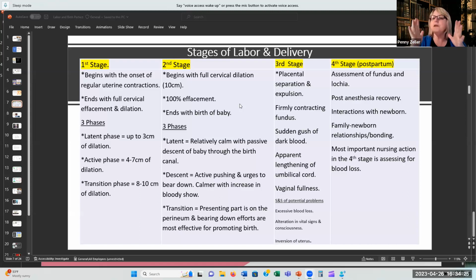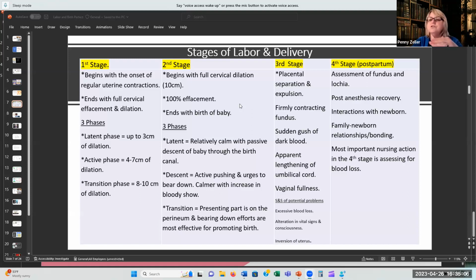It's called the transition phase. And during the transition, she's transitioning from active labor to the beginning of delivery. So it's 8 to 10 centimeters approximately. When she reaches full dilation at 10 centimeters and she's completely effaced, that starts stage 2. So stage 1 is labor, and there's a transition phase at the end before she transitions into the second stage.